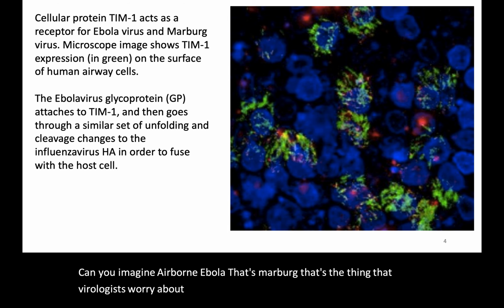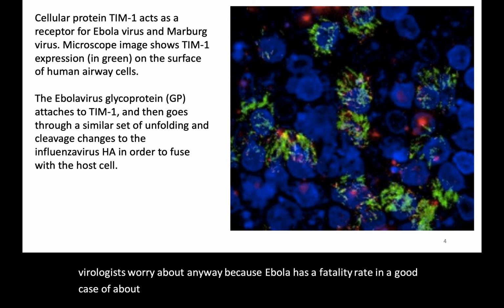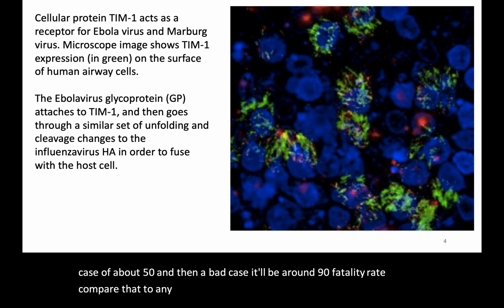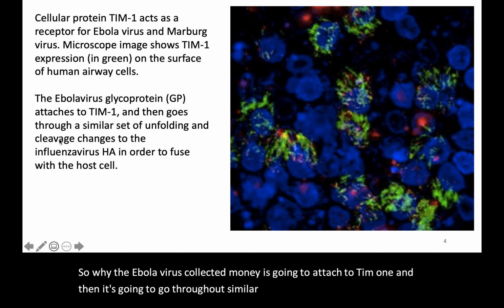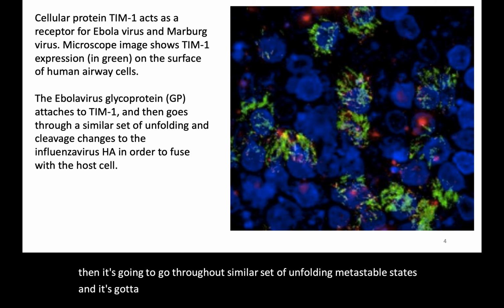Because Ebola has a fatality rate in a good case of about 50%, and in a bad case, it'll be around 90% fatality rate. Compare that to any other virus that you know, and it stacks up as being pretty bad. So the Ebola virus glycoprotein is going to attach to TIM1, and then it's going to go through that similar set of unfolding metastable states, and it's got to be cleaved right there at the top of the fusion peptide, and that is how it's going to work.